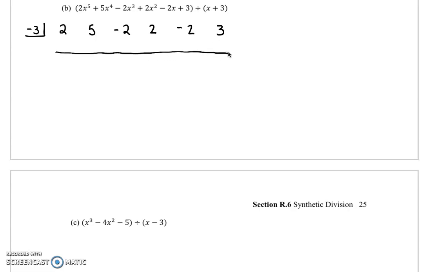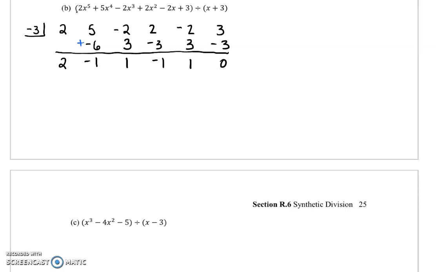Draw our line. Remember, we start by bringing down the first coefficient. So we bring it down, then we multiply, and put the answer under the next coefficient, and then we add. Then we multiply and add. And then we get into a little rhythm. Multiply, add, multiply, add, multiply, add.